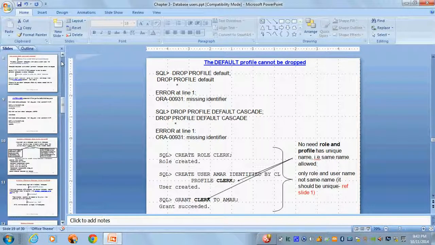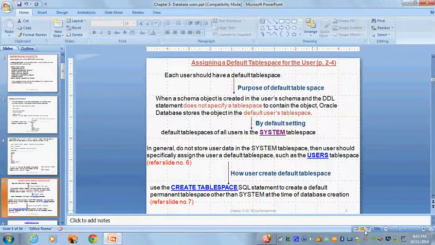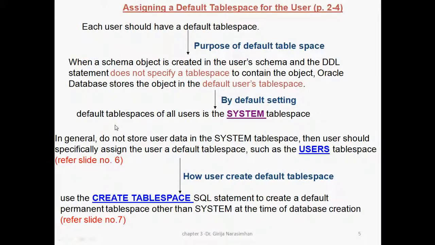So what is the second one? Default table space. Now we know what a default table space is. What is the purpose? The default table space for all users is the system table space. But in general we do not store user data in the system table space, because it requires a higher level of privilege. Instead, the user should specifically assign a user default table space. That's a user's table space. That is slide number 6.